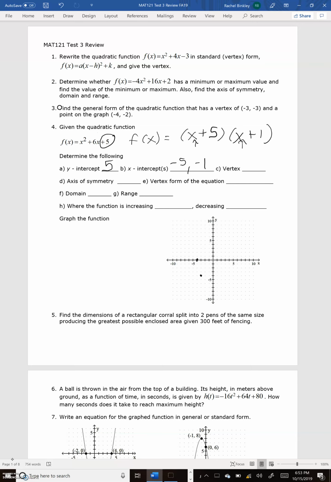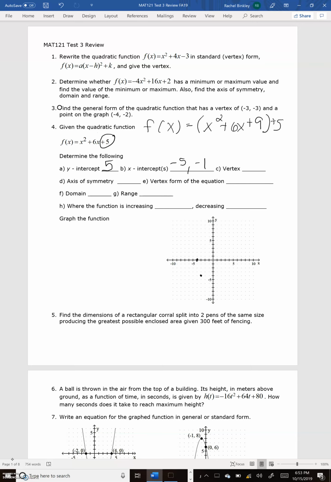The vertex means that we now need to put it in vertex form to find that, which will actually then be part E. In order to put it in vertex form, we're going to complete the square, but we're just going to do it on one side, so it's a little bit different. So f of x equals, parenthesis, x squared plus 6x. Then we're going to leave a space. Then we're going to put plus 5. Now we're going to complete the square. So half of 6 is 3. 3 squared is 9. So we're just going to add 9.